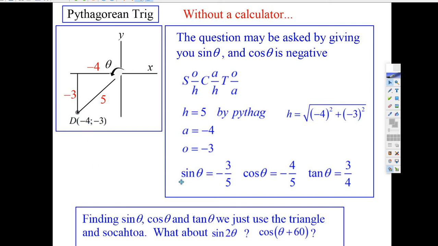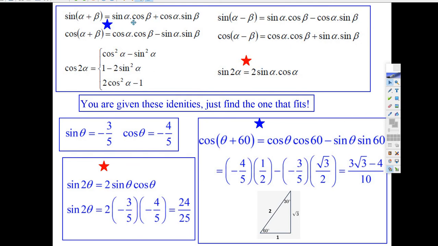But they don't just ask basic things in grade 12. What about the sine of 2 theta, or the sine of theta plus 60? Now here's the part that frustrated me in the test. Some people saw the sine of 2 theta, and they thought, I don't know what to do, I can't do anything. But you're given this formula sheet, and it's got the sine of 2 theta is 2 times the sine times the cosine. So if you wrote that down, you'd get a mark. So wherever you see sine 2 theta, anywhere in the exam, rub it out and put 2 sine cosine. Now, if you worked out what sine and cosine is, you just substitute those values in, and there's your answer.